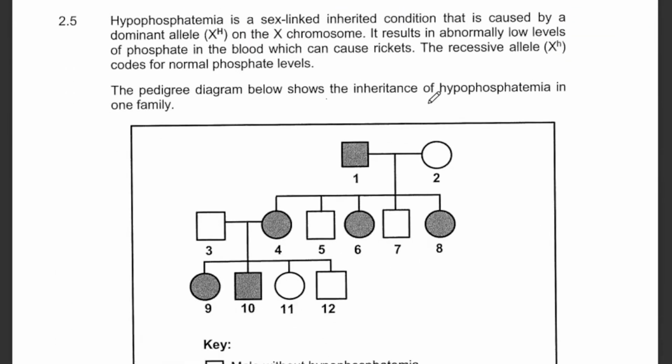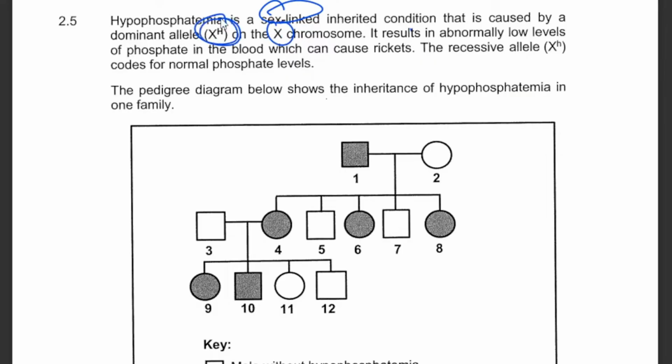All right. Then we got the next question, which is question 2.5. They are saying that hypophosphatemia is sex linked. I said whenever they say sex linked, you use X and Y. It is an inherited condition that is caused by a dominant allele, capital X, on the X chromosome.